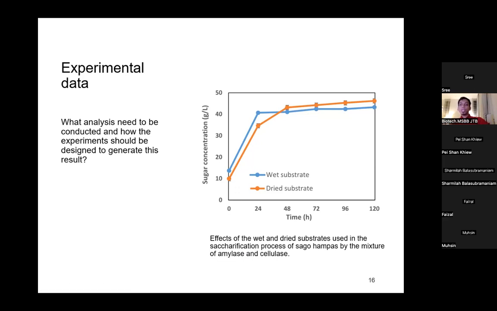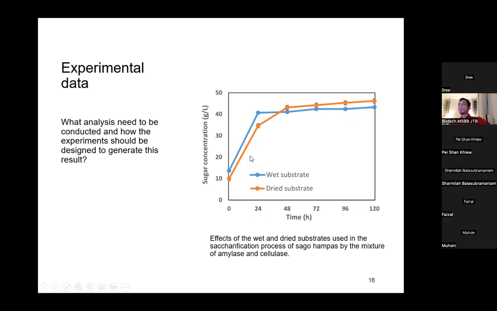At the end of the process, we will get the sugar. So the sugar we analyze every day. All right, so then we can get this data. So the analysis is the sugar concentration. The manipulated variable is this one. All right, and we check every day.